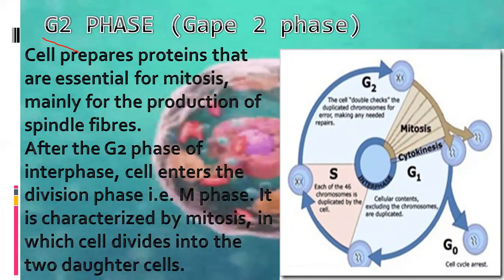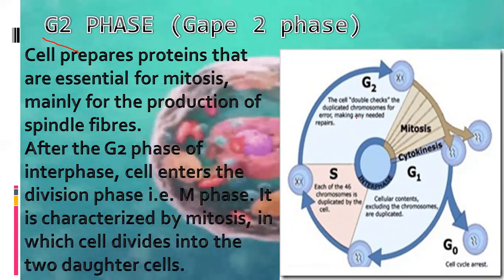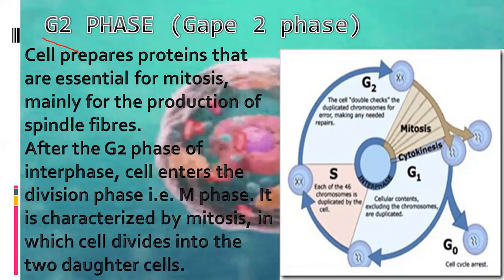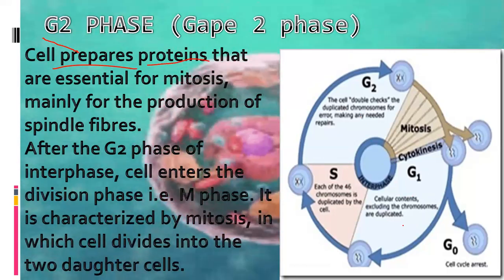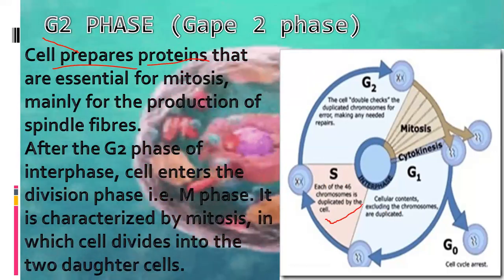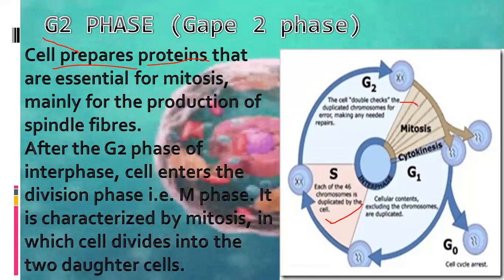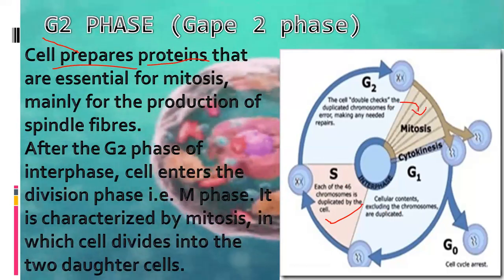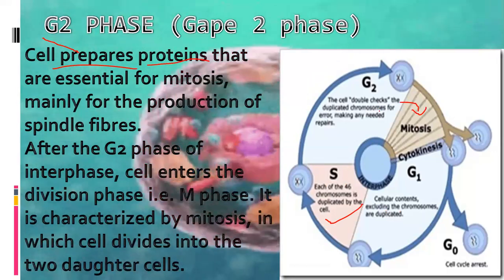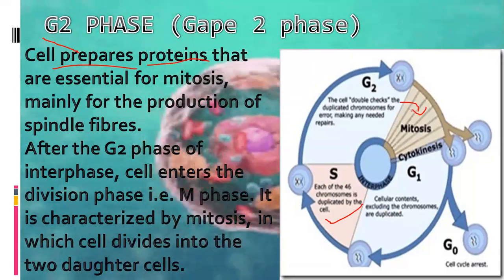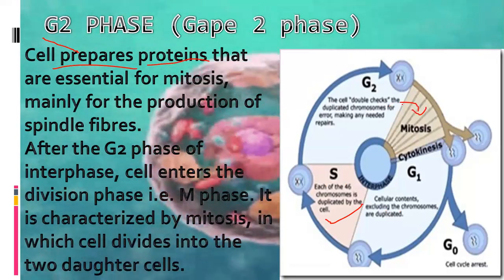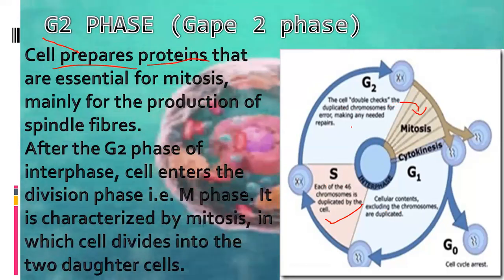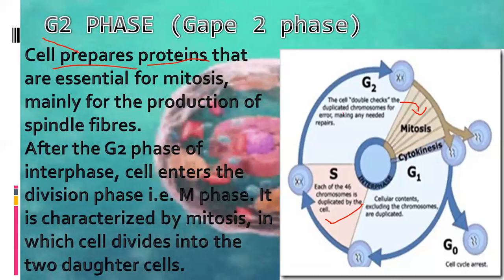Gap 2 phase means between mitosis and S phase we have another gap that is not unnecessary, but it prepares the cell. Here proteins again, but before the proteins, enzymes have been formed for the synthesis phase. Now the proteins are formed for mitosis or the mitotic phase, because the mitotic phase is very near to G2 phase now. Soon after G2 phase completion, mitosis will start. So the cell double checks the duplicated chromosomes for errors, making any needed repairs in G2 phase.